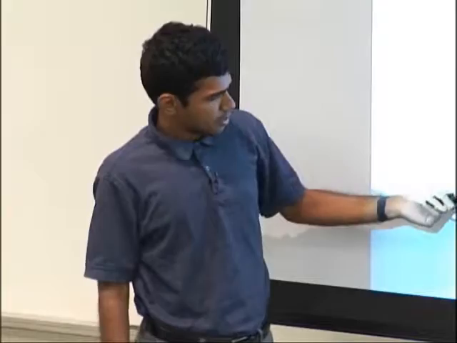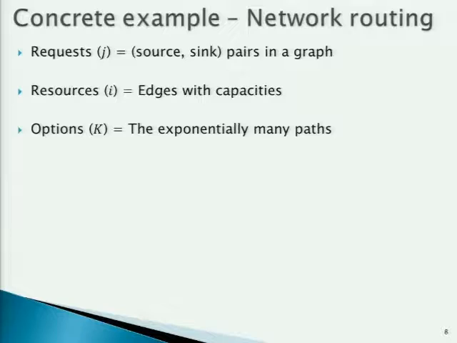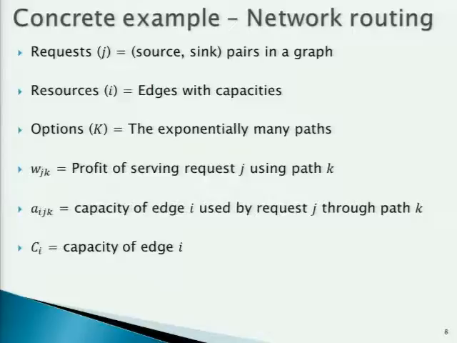Just to have a concrete example in mind, I'm going to describe network routing as a resource allocation problem. So think of you as algorithm designer having some graph, and requests are basically requests to route from a source to a sink in a graph. The options are basically the exponentially many paths available for you to choose. You could choose one of these paths. And the resources are the edges, and these edges have capacities. Depending on which option, which path you choose, different edges are going to get consumed. So this squarely fits with the previous framework.